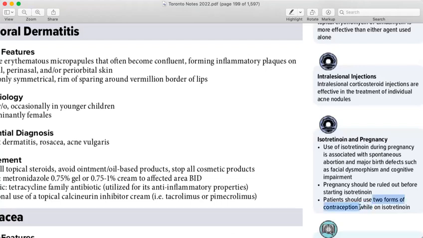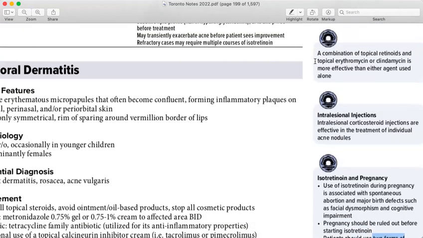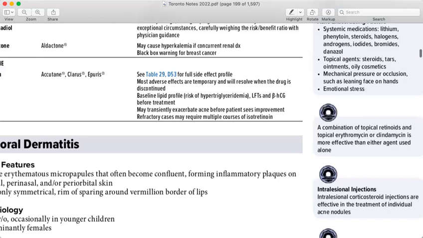This applies to a person who is of an age where she can conceive. Okay, so this is important. Two forms of contraception is everything in this scenario. Now the next thing is delirium.